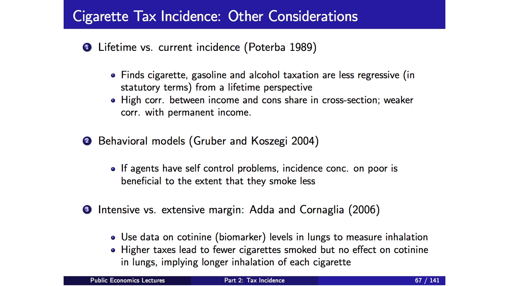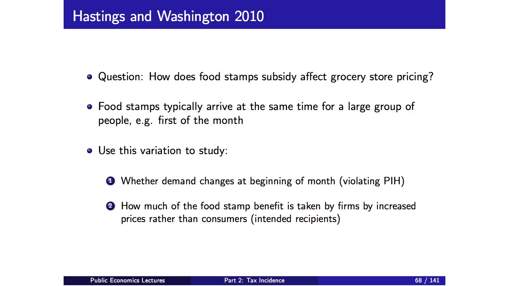I'm now going to move on to the other examples. Okay, the next one we're going to do quickly because it's a similar diff-in-diff method, but it's really well done, which is why I want to cover this. This paper by Hastings and Washington in 2010: the question they have is, how do food stamps affect grocery store pricing? Okay, incidence of food stamps on pricing at grocery stores.